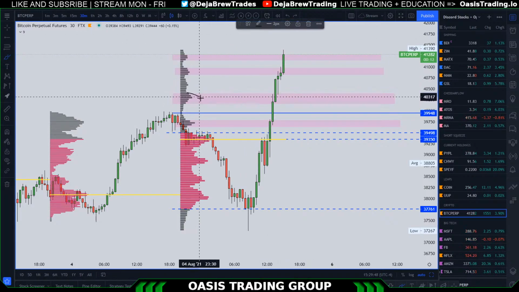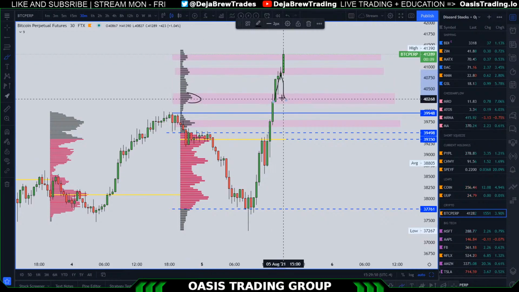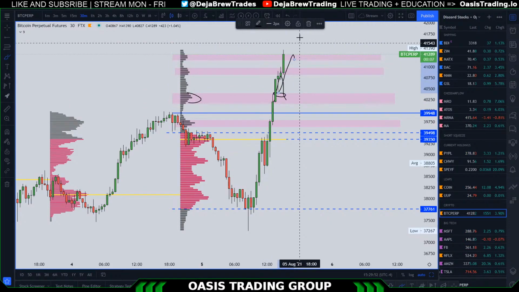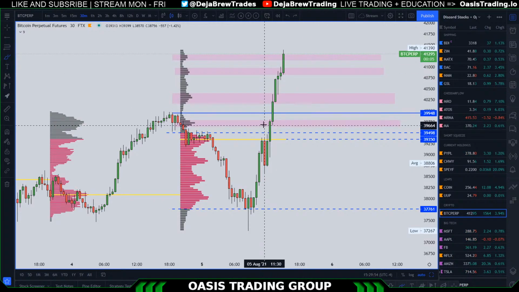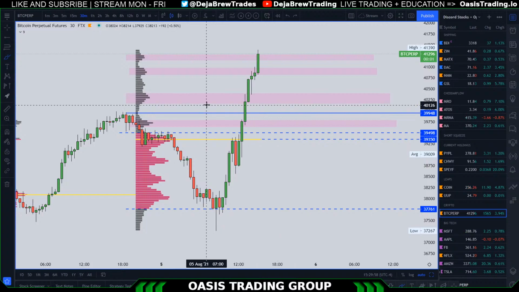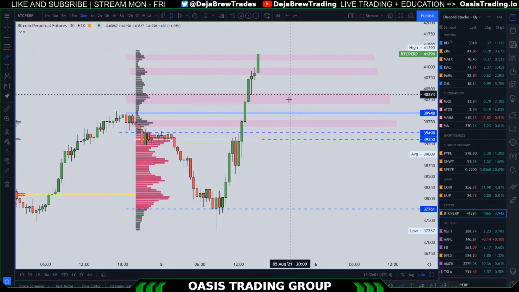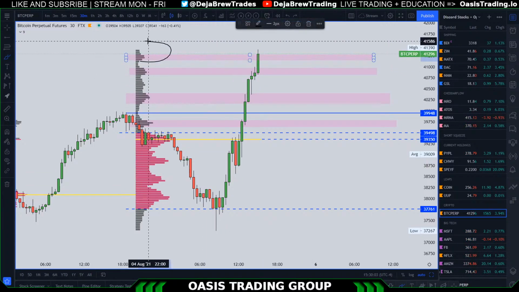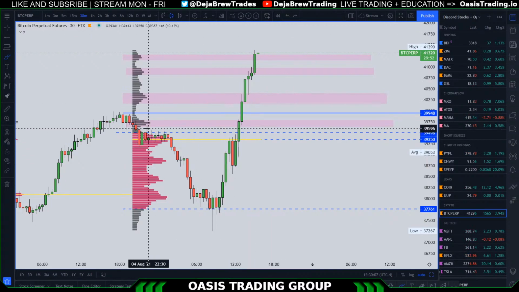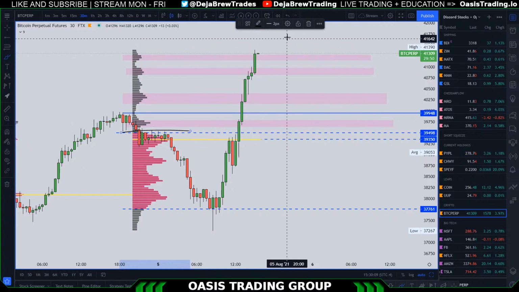So we built this node here, pushed away from it, pulled back to retest it, and then it bounced away again. Okay, so clearly bullish. This would not be bearish until we developed a massive resistance node or you completely lost the value area high.